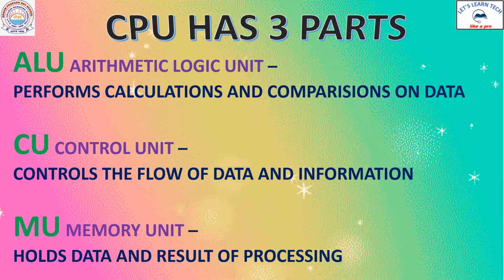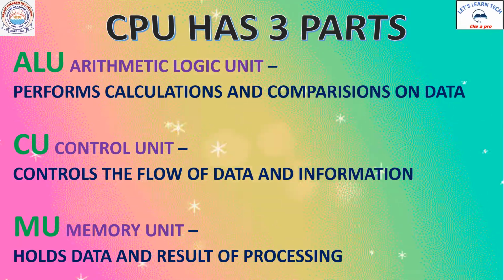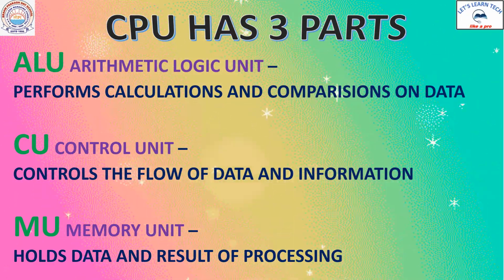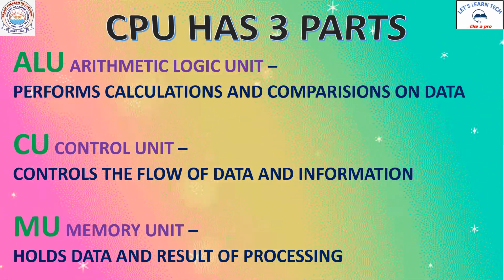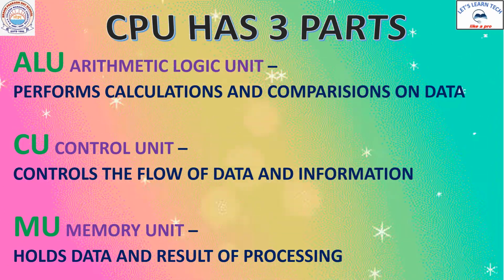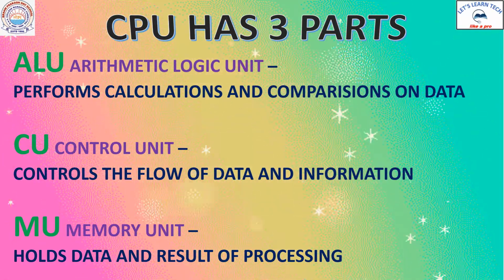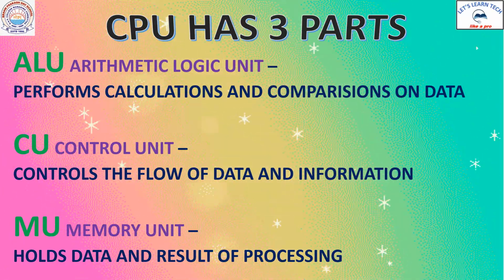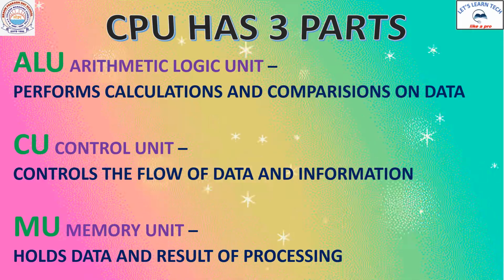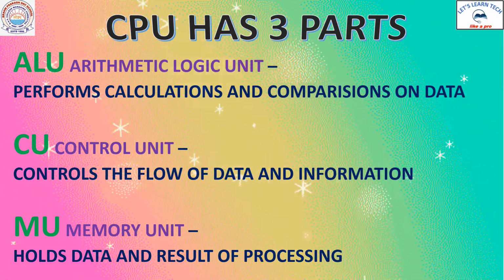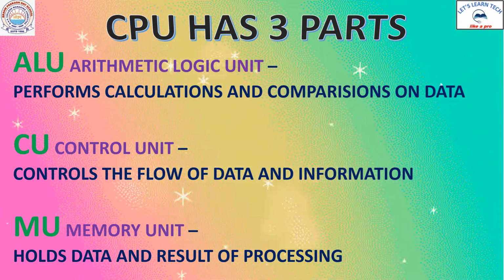Now, the CPU has three parts. ALU, the Arithmetic and Logic Unit. What does this unit do? This unit performs calculations and comparisons on the data. CU, the Control Unit. This controls the flow of data and information through the input, storage and output devices. The memory unit or MU holds the data and the results for processing. So, the CPU has three parts. Those are ALU, CU and MU.